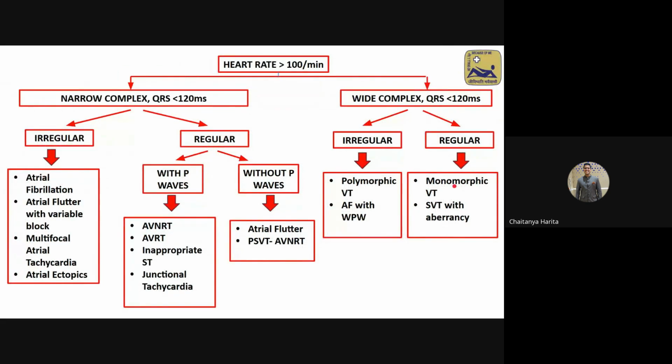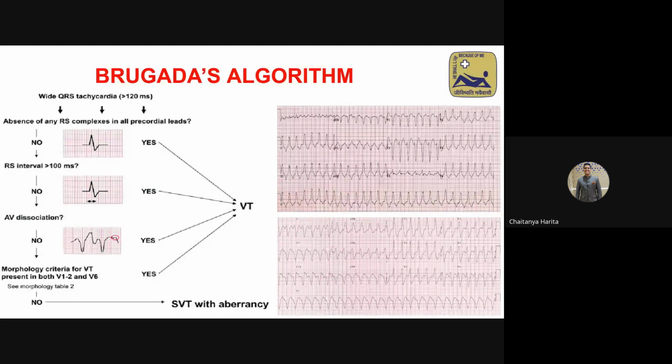Now somebody asked me, sir, why can't this be SVT with aberrancy? There are some criteria to tell you, which I will come to. But remember, if you get an ECG like this, 8 out of 10 times it is monomorphic VT. It is unlikely to be SVT with aberrancy. So how do we differentiate the two?